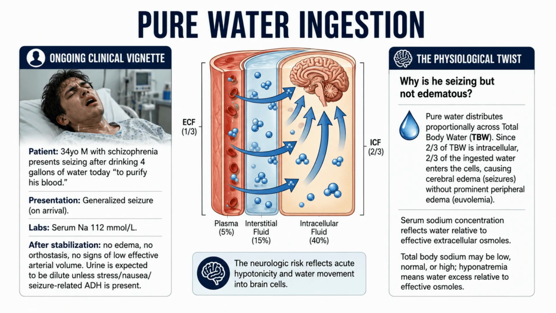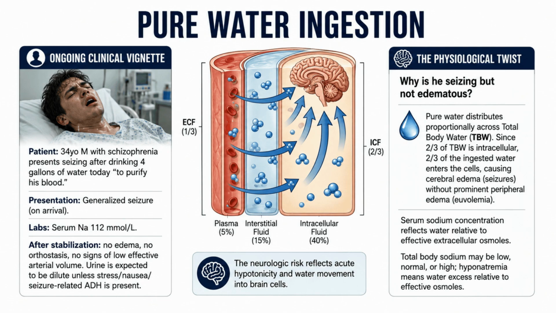The answer is distribution. Pure water does not stay only in the plasma. It distributes across total body water. Roughly 2/3 goes intracellularly, and 1/3 stays extracellularly. Since only a small fraction of total body water is plasma, massive water ingestion can produce severe cerebral water movement without producing obvious peripheral edema.